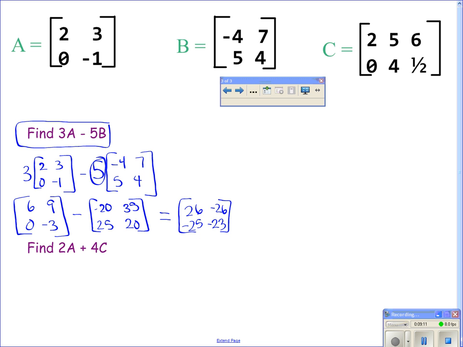2a plus 4c. So let's set it up. We've got 2 multiplied by a.